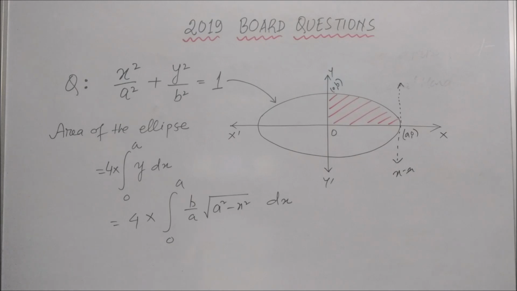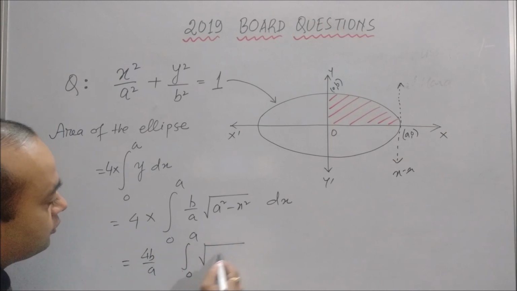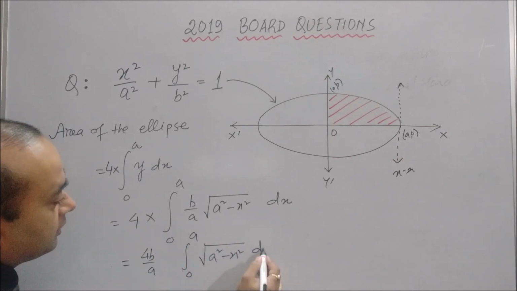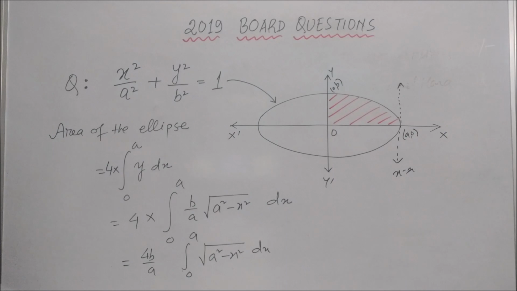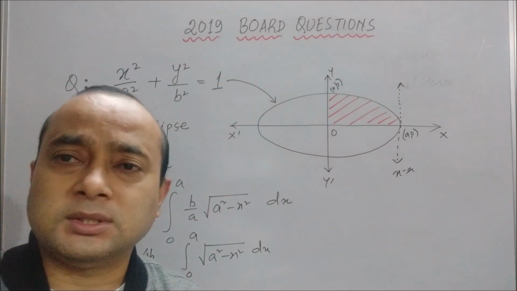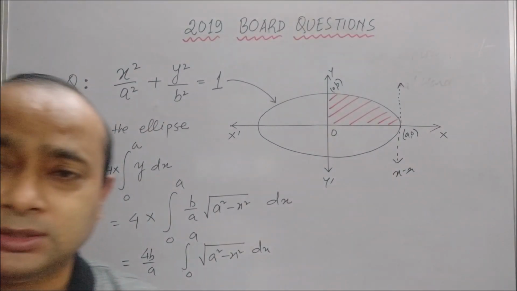Okay. So again applying the same formula, here 4b by a comes out, integration of 0 to a square root of a square minus x square dx. Here we can apply the same formula of the previous question and find out the area of this ellipse. It's easy, and this solution is also there in an NCERT textbook.